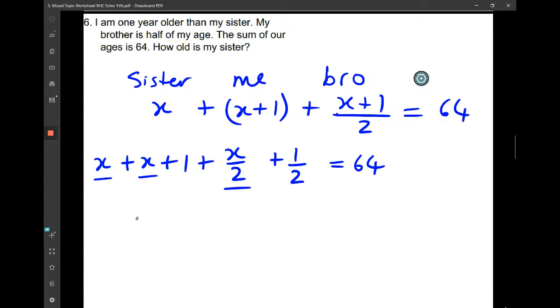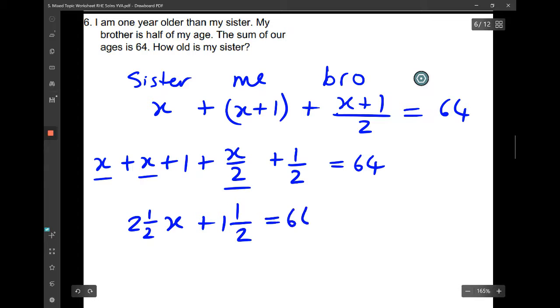So that's going to be 2.5x, and then 1 plus a half is 1.5 equals 64. I'm then going to take away 1.5, so I get 2.5x equals 64, take away 1.5. So that is going to give me 62.5.